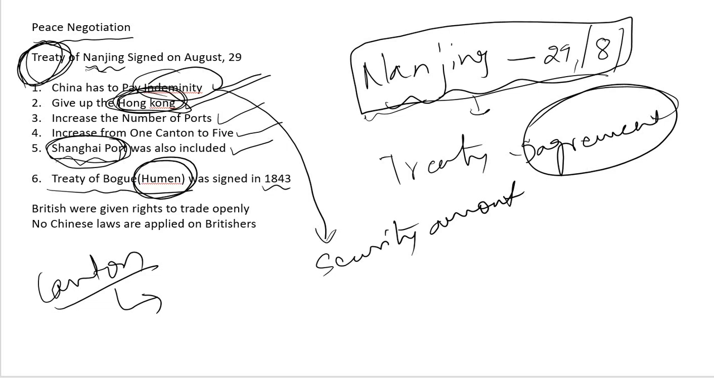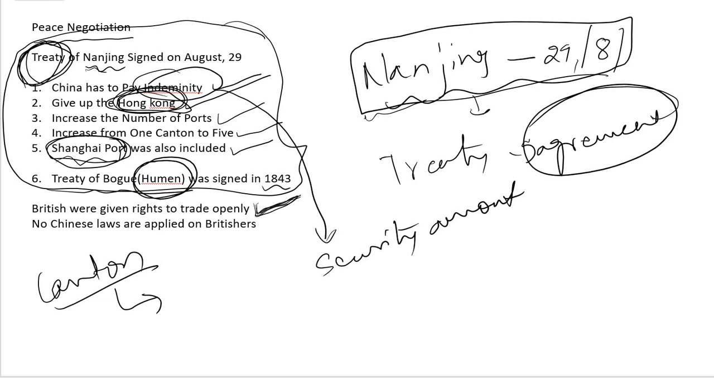So after all these treaties, what did the Britishers gain and what did the Chinese people lose? Britishers were given the right to trade openly. That is, they did not need to pay any taxes to the Chinese government. They can come into China and they can have trade.